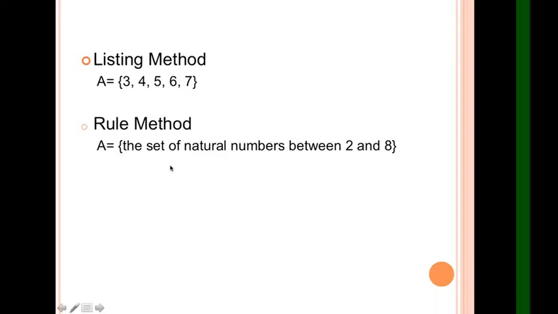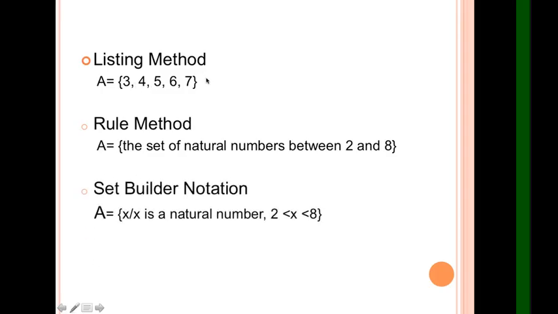Okay, as we all know, 3, 4, 5, 6, 7 are natural numbers. So, nag-start yung natural numbers sa count 1, 2, 3, and so on. And then, between, so meron siyang pagitan, 2 and 8. So, ano yung mga numbers between 2 and 8? And those are 3, 4, 5, 6, and 7.